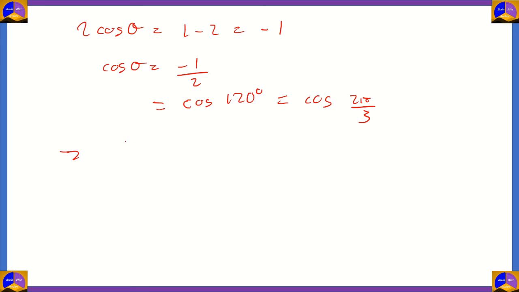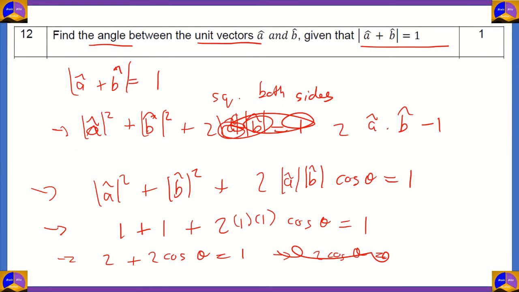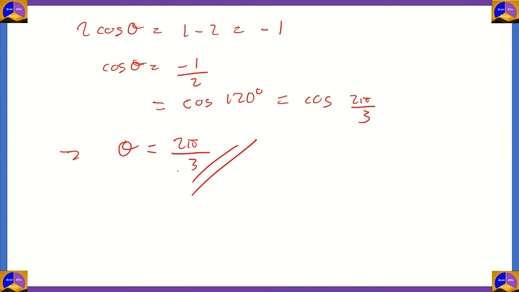So therefore, the value of theta, the angle subtended by the unit vectors a cap and b cap, is 2 pi divided by 3. And we used the angle between the unit vectors in order to find that out. But first, we just squared the equation on both sides. Then we found out the values by putting in dot product as well in order to get cos theta. So using all of those steps, we got the value of theta as 2 pi by 3.